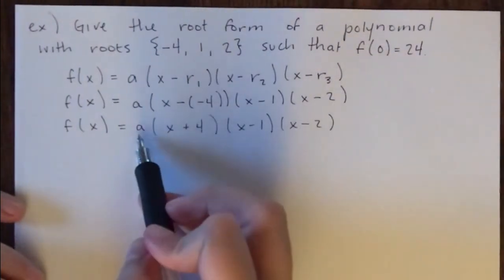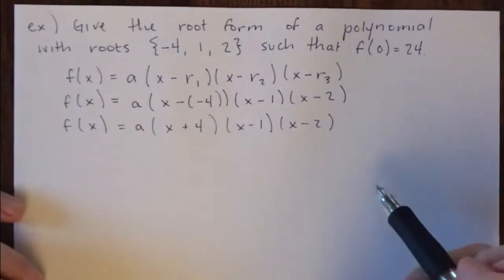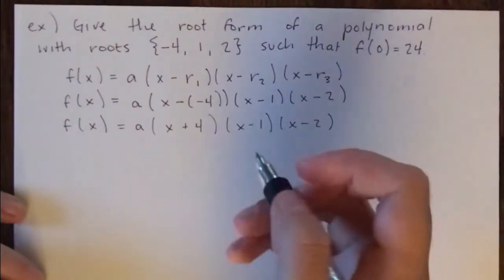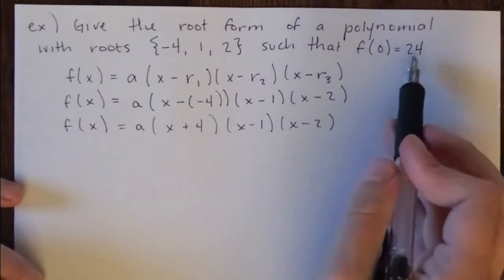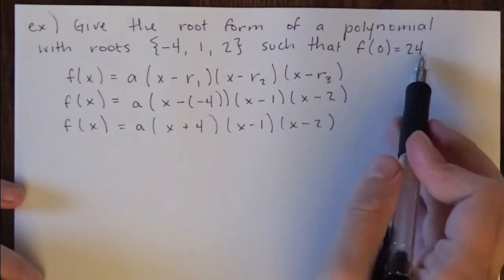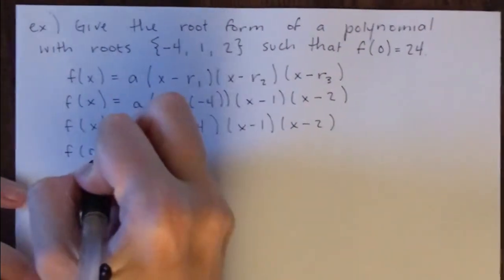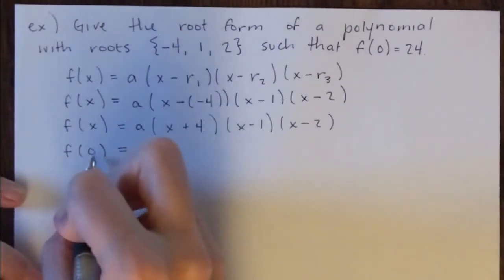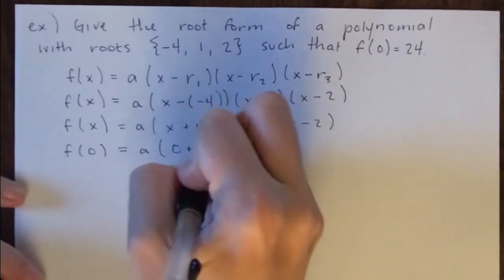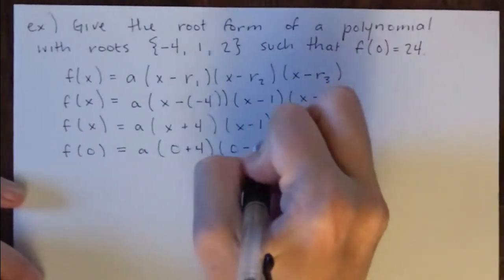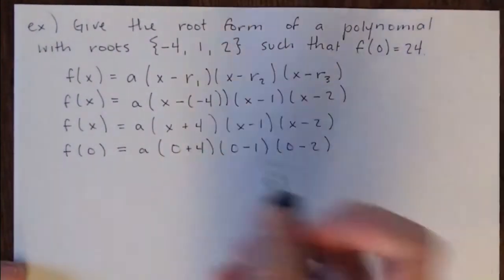Awesome. So, how do we find our leading coefficient? We've just been given f of 0 equals 24. So, what can we do? Well, this tells us that when x is 0, then our output, f of x, is 24, right? So, let's plug that in. F of 0 equals, we've replaced x with 0 on this side, so we have to do the same thing on the right side. So we have 0 plus 4, 0 minus 1, and 0 minus 2.